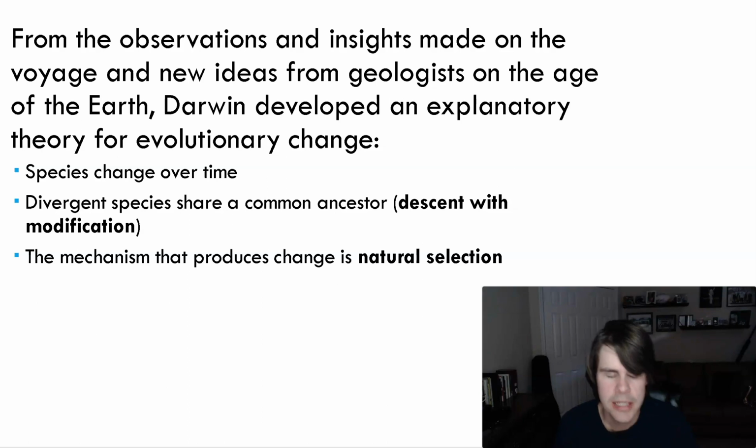He saw this. He realized this. He saw different fossils on his trips. Number two, the divergent species share a common ancestor. He called this descent with modification. We all share a common ancestor according to evolution. This is not what the Bible teaches, and I'll explain that here in a little bit. The mechanism that produces change is natural selection.